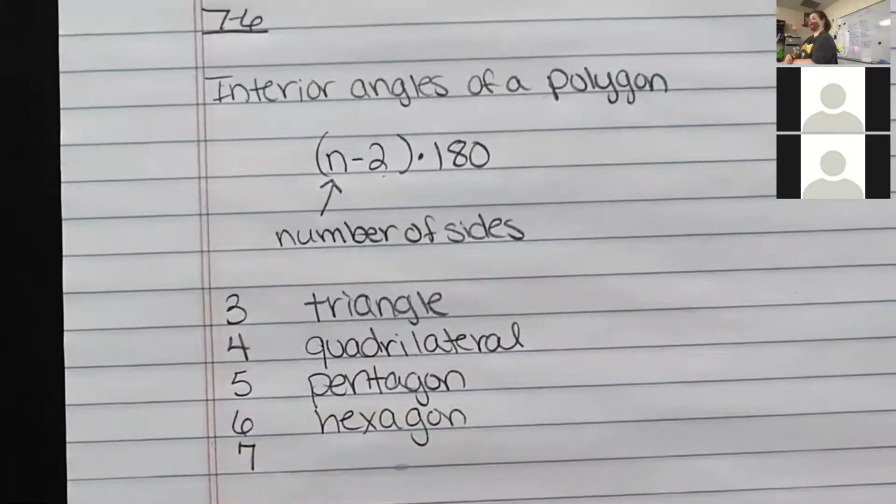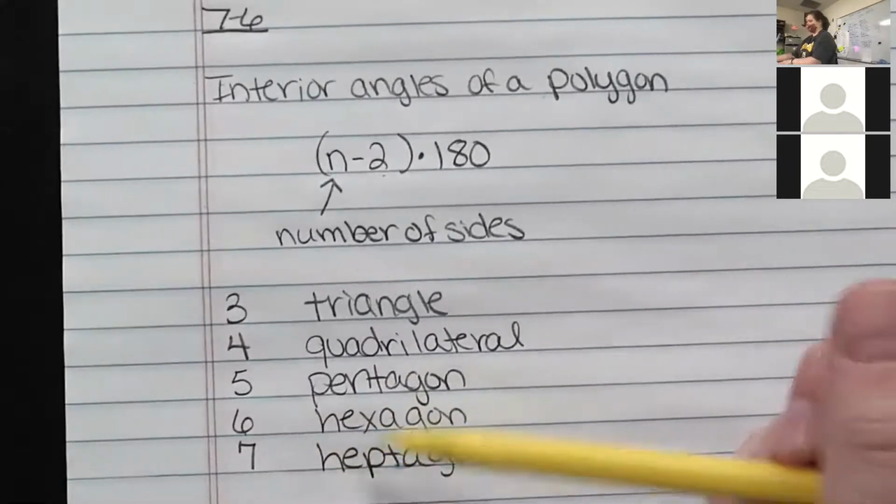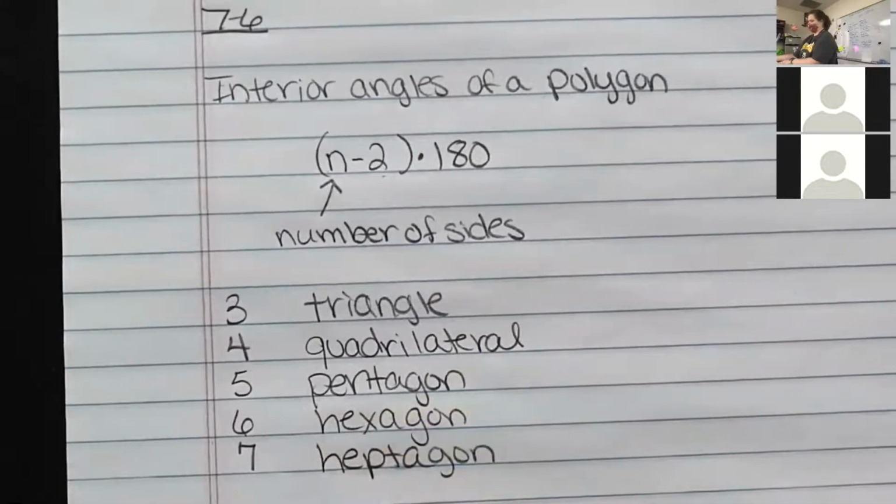7. It's called a heptagon. So remember 6 and 7 are very similar, but remember the X for the 6. Heptagon. Octagon for 8, just like an octopus.